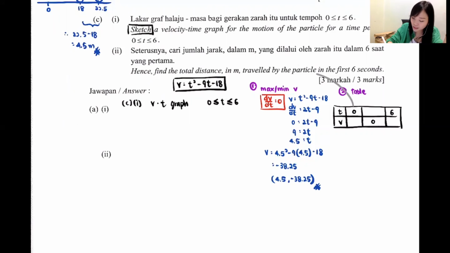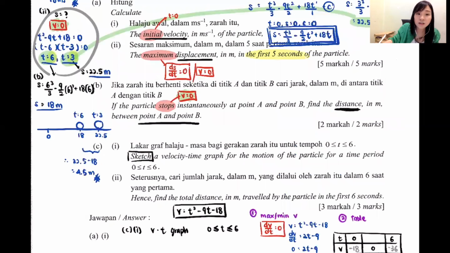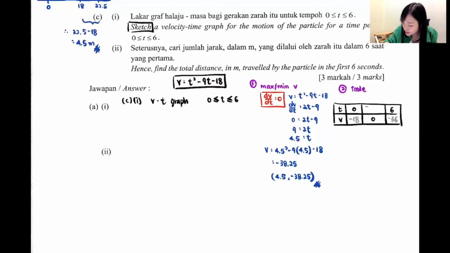So this 0, sub inside the equation, my dear. So 0, if I sub inside, I get negative 18. 6, if I sub inside, I press calculator. I get negative 36. This one, v, if I sub 0, v equals 0, no need to do again. V equals 0, you guys did it here. V equals 0, isn't it? You guys get t equals to 3 and 6. I update here, 3 and 6.